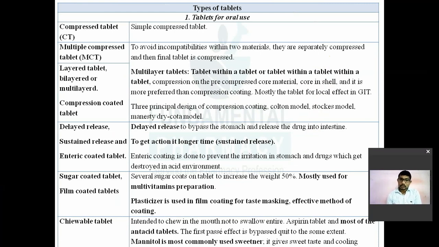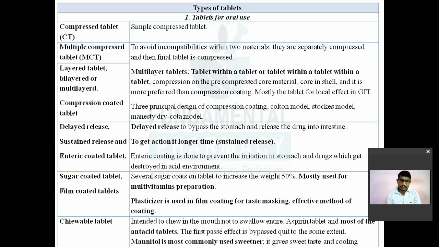Okay, so tablets like aspirin tablet and most of the antacid tablets are formulated as chewable tablets. If you have seen Gelusil MPS, there is a brand named Gelusil MPS, that is a tablet which is an antacid. It contains magnesium hydroxide, aluminium hydroxide, and magnesium trisilicate. So those kinds of tablets are chewable tablets. You have to chew that tablet in the mouth before swallowing.